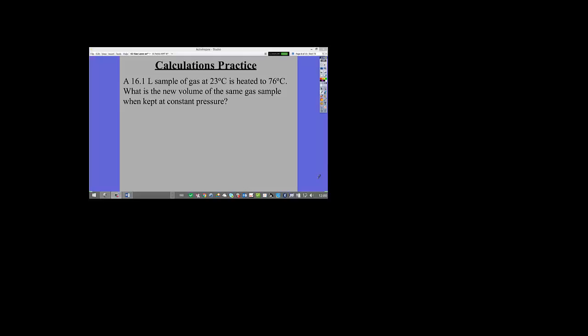Okay, so let's read the problem first. It says a 16.1 liter sample of gas at 23 degrees Celsius is heated to 76 degrees Celsius, and it's asking you what is the new volume of the same gas sample when kept at constant pressure. So the way I want you to solve this is you're going to go through the problem and read off or label every value that they're giving you, okay?